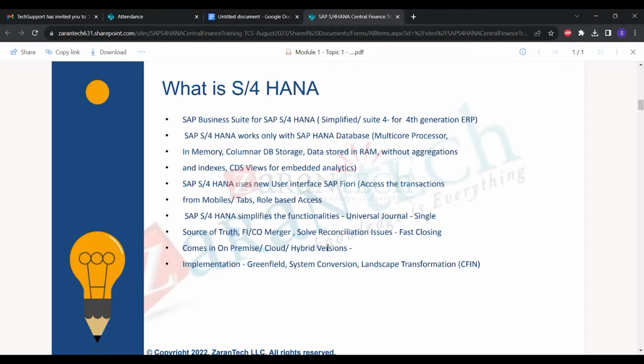But yes, we can implement any ERP system, be it SAP or non-SAP.